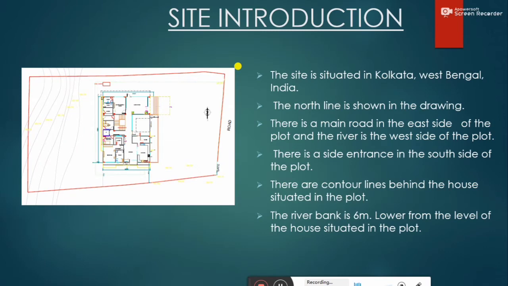The site is situated in Kolkata, West Bengal, India. The north line is shown in the drawing. There is a main road in the east side of the plot and the river is on the west side of the plot. There is a side entrance in the south side of the plot. There are contour lines behind the house situated in the plot. The river bank is 6 meters lower from the level of the house situated in the plot.